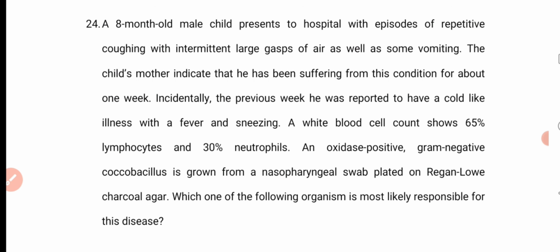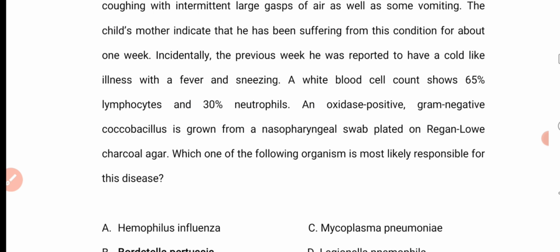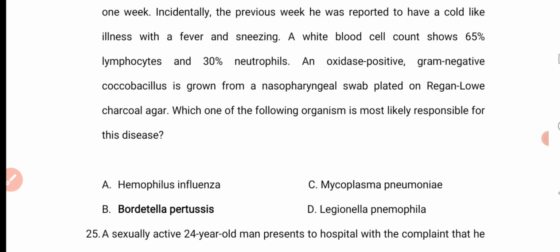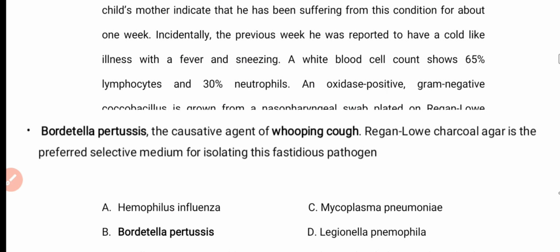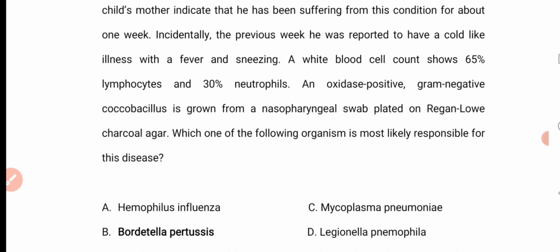Okay, so as you know, a swab plated on Regan-Lowe charcoal agar is usually for Bordetella pertussis. As we know, this bacterium causes whooping cough. The more selective media for this bacterium is Regan-Lowe charcoal agar, because it's very fastidious. So the correct answer for this kind of infection is Bordetella pertussis.